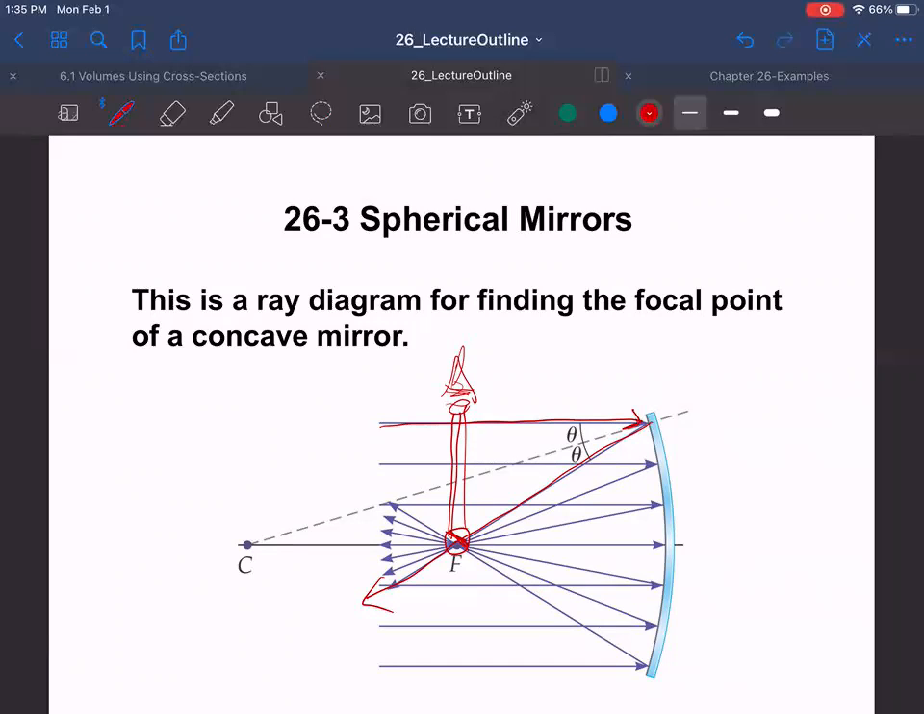Same thing with a satellite dish, right? Ever seen a satellite dish? It has that little arm that comes off and comes over here, and then there's a little receiver right there because it reflects everything to that point. That's at the focus of that satellite dish. The satellite dish isn't actually spherical, though. It's parabolic. But we'll talk about that later in this chapter. Okay? So that's why it's called the focus.